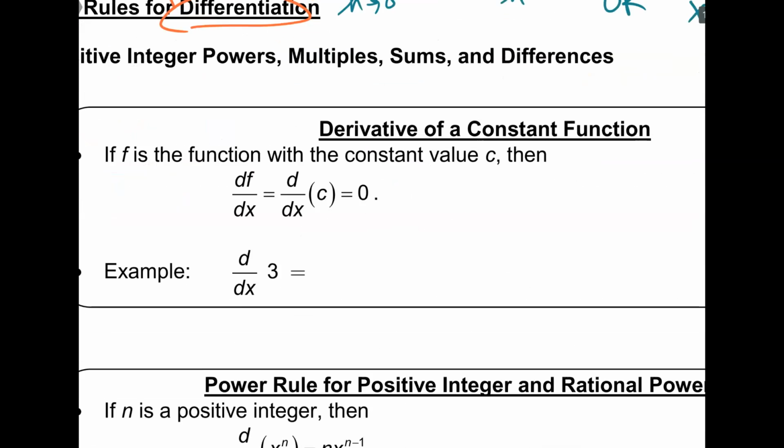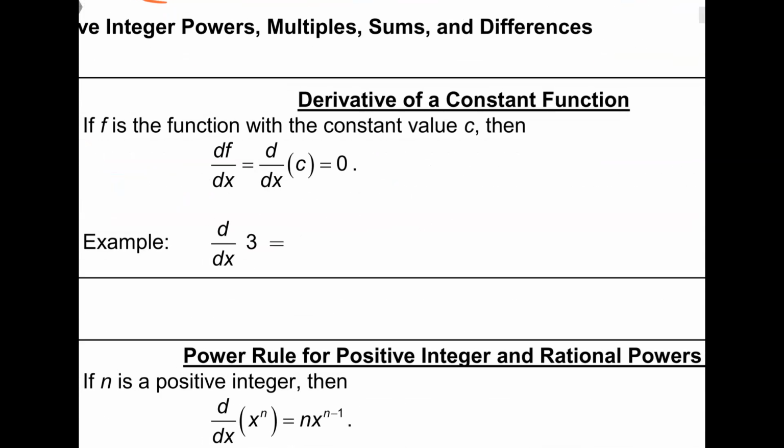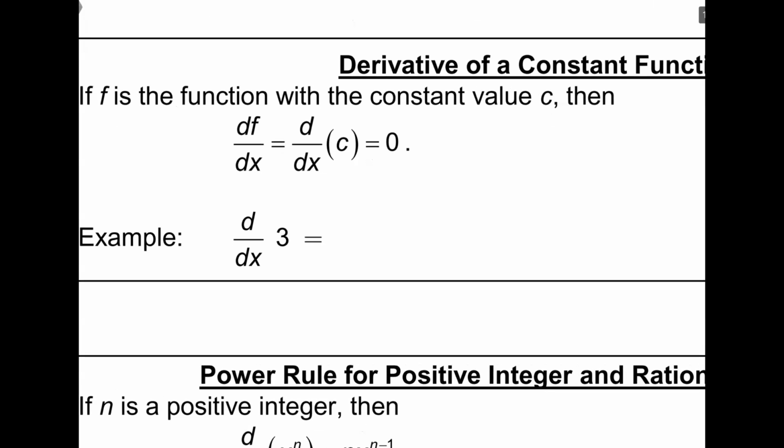Okay, so the derivative of a constant function. If f is the function with the constant value c, and so on. Literally, if you have a constant, for example, what about y equals 3? What's the derivative of y equals 3? 0. Because if you think about it, what does y equals 3 look like? It's a flat line. What's the slope of a flat line? 0.